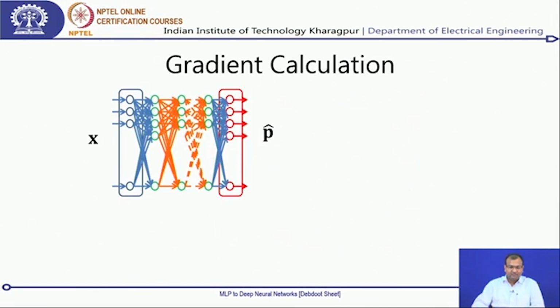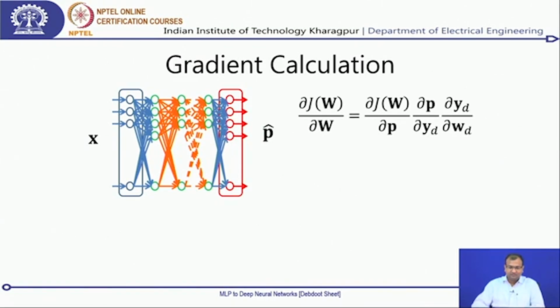So, what we do in that case is something tricky. Let us look into this small part of the network. Say I am looking at one particular layer, called the dth layer. Okay. Now, for my dth layer, I can write it in terms of these partial products, which is del J(w) over del p, then I can have del p over del y, which is my output from there.